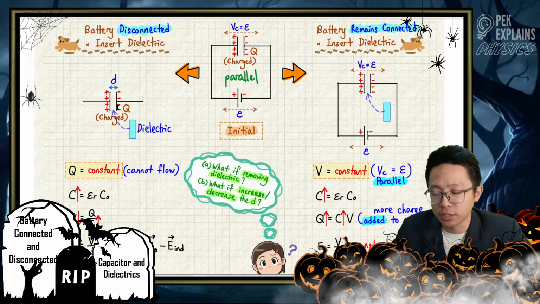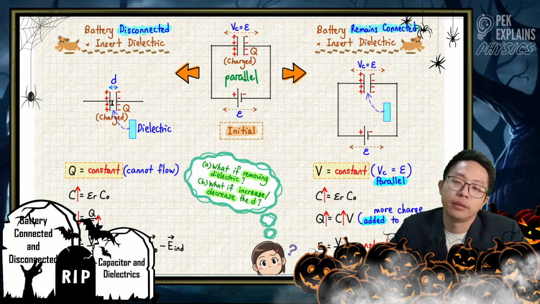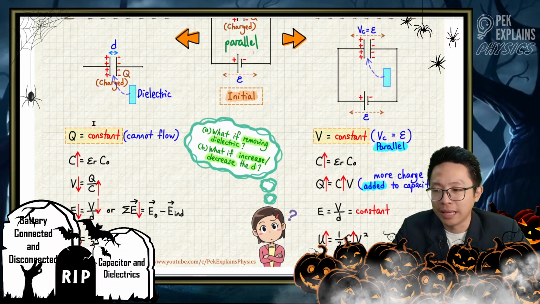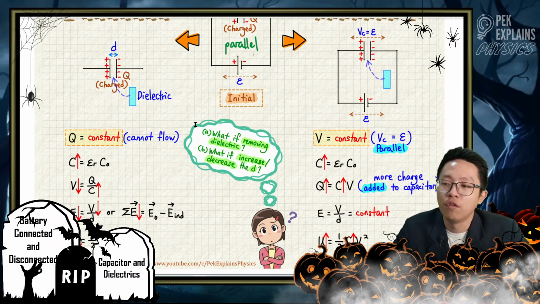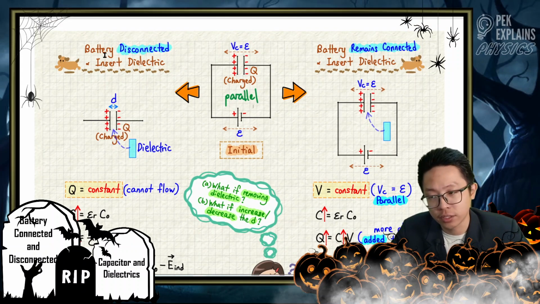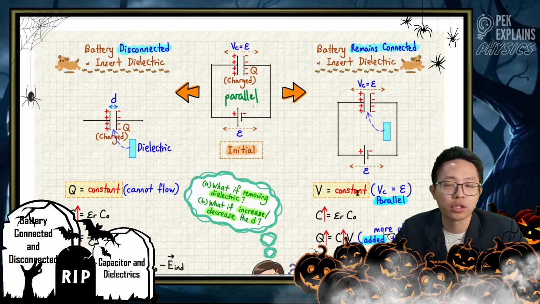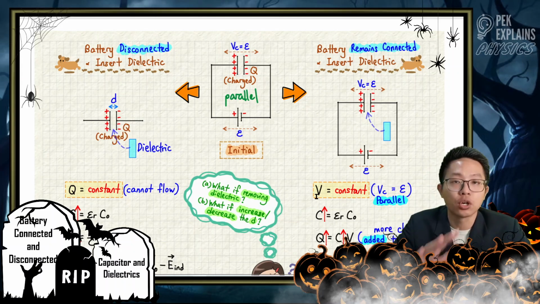Once you disconnect the battery and insert the dielectric, this is the main thing. You see the boxes I put in, the most important clue for each of these conditions. For disconnected battery, remember the charge is constant. For battery remaining connected, remember the voltage is constant. These two boxes are the most important clues for these two conditions.